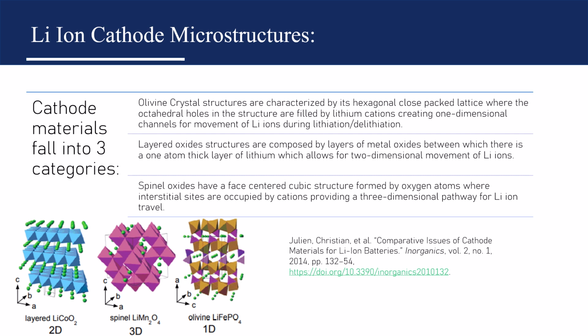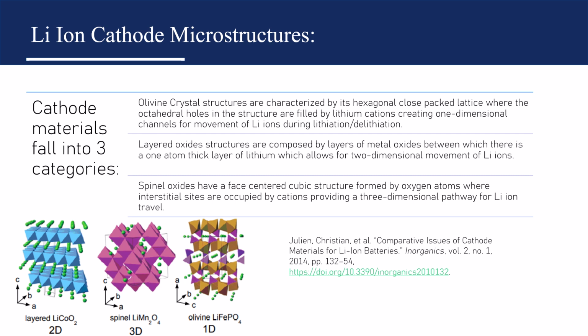So olivine crystal structures are characterized by hexagonal close-packed lattices. The octahedral holes in the lattice are then filled with lithium cations, which create one-dimensional channels that facilitate the movement of lithium ions during lithiation and delithiation.